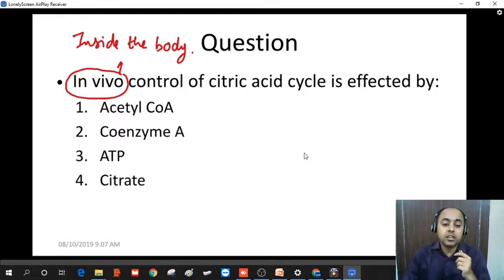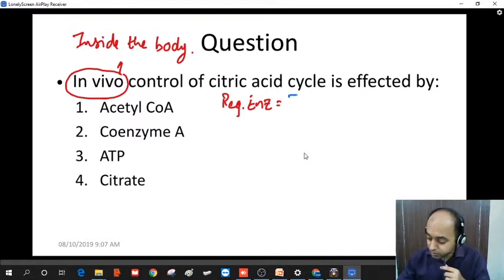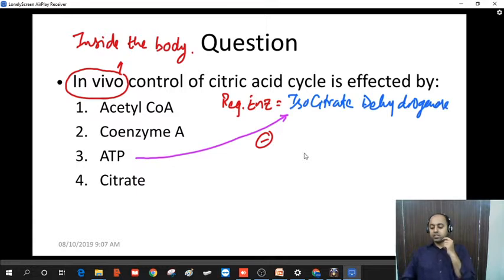We had written the target, or you can say the regulatory enzyme. I'm sure you remember this. The regulatory enzyme was isocitrate dehydrogenase, and isocitrate dehydrogenase is inhibited by ATP. So, in vivo control of the citric acid cycle is affected by ATP. We had seen that citrate is able to regulate glycolysis, but is not able to directly regulate the citric acid cycle per se. So the correct answer in this case is ATP, option number 3.